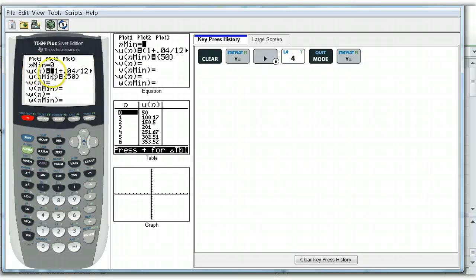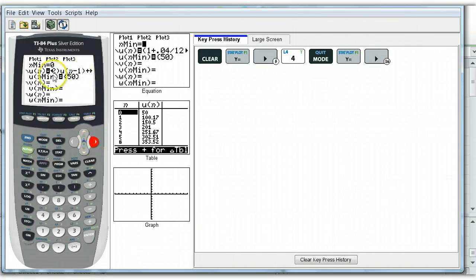And then u of n is equal to, what we're going to be doing is just multiplying by the rate every time, or the growth factor. So it's going to be 1 plus 0.04 divided by 12. And what we can do then with that is multiply it by the previous term. So the previous term, and how we write the previous term, is u of n minus 1. And how do you get these different things? Well, u is by going second, number 7. And then the n, since you're in sequence mode, you can just push this one right here. There's the n right there. So it's your variable button on your calculator.